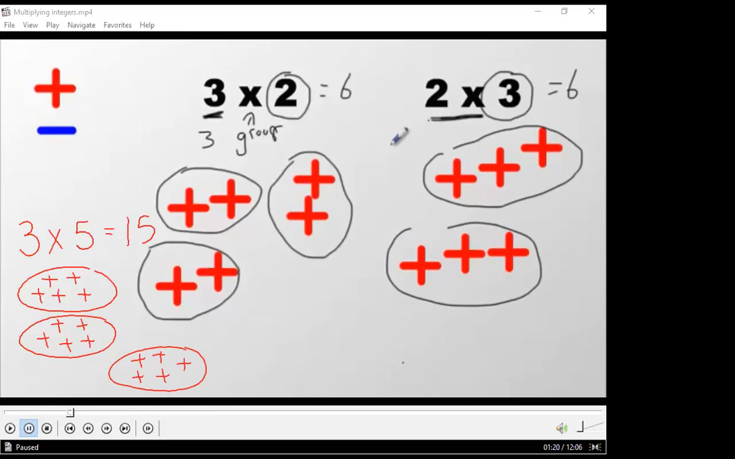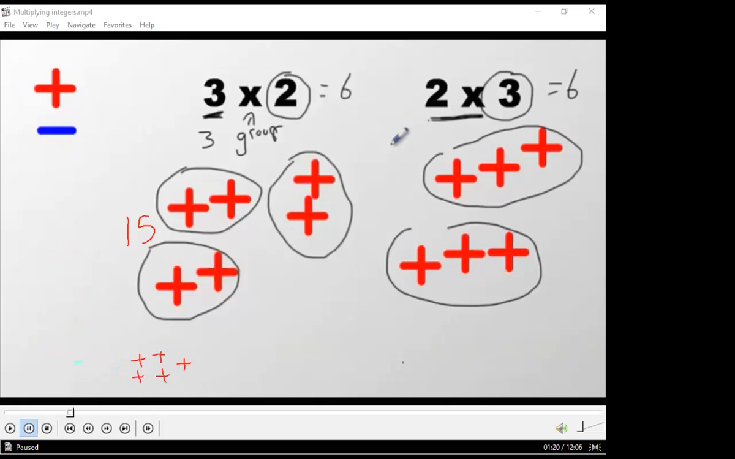Any questions so far about the first case? No. Grade 7, did you understand this part? Yes, I understood. Yes. Let's move to the next case.